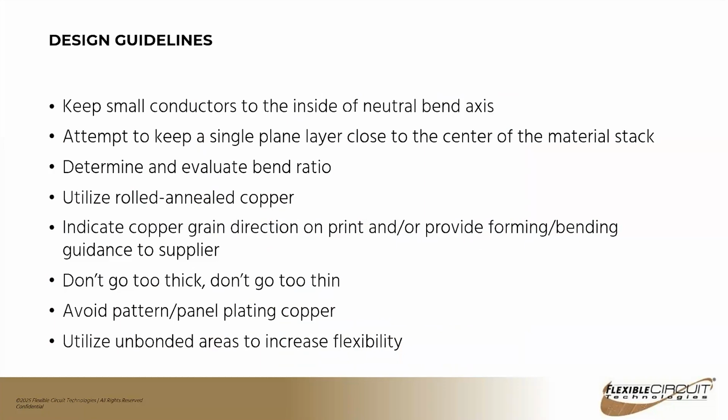Determine and evaluate your bend ratio. Utilize rolled annealed copper. Rolled annealed copper does have significantly higher elongation compared to electrodeposited copper. Indicate copper grain direction on the print or provide forming or bending information. We do get quite a few prints that show the part in its formed state, and that is very helpful so that we can help provide direction on how to orient the grain direction and provide guidance if the radius you're trying to achieve is going to violate what the design is actually capable of.